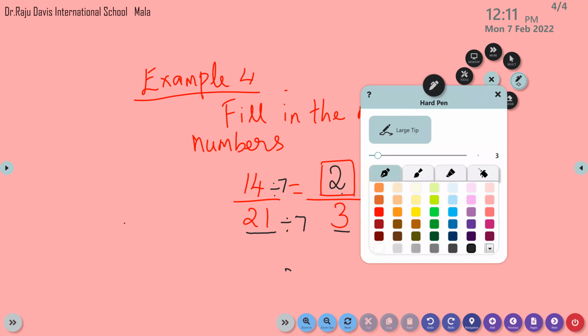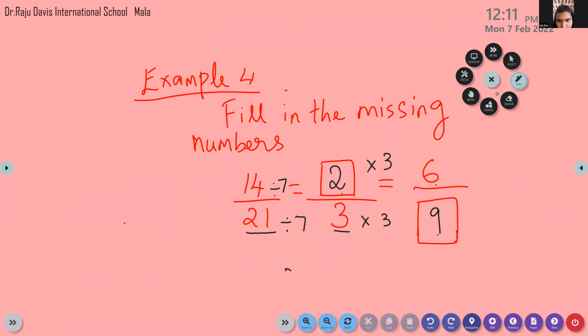Okay, now children, those who have completed, please note. Okay, one more example question we will do, then we will start with the exercise. Missing numbers. Okay, example 5. Next one.